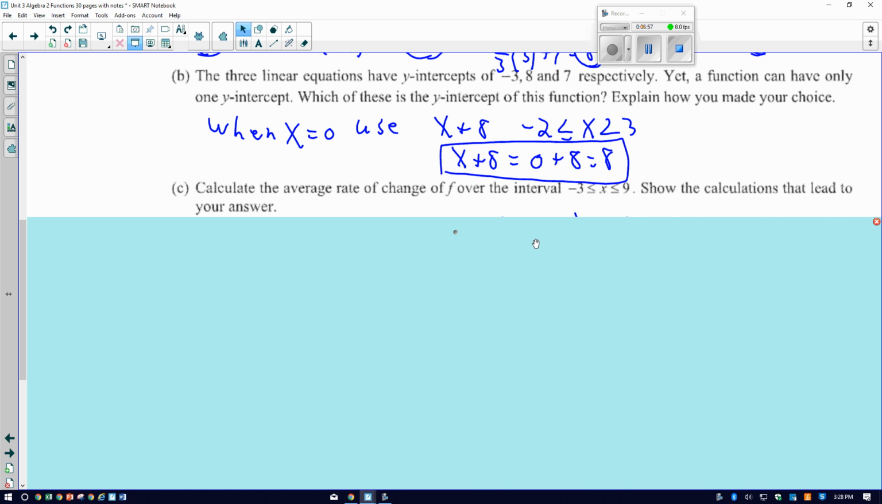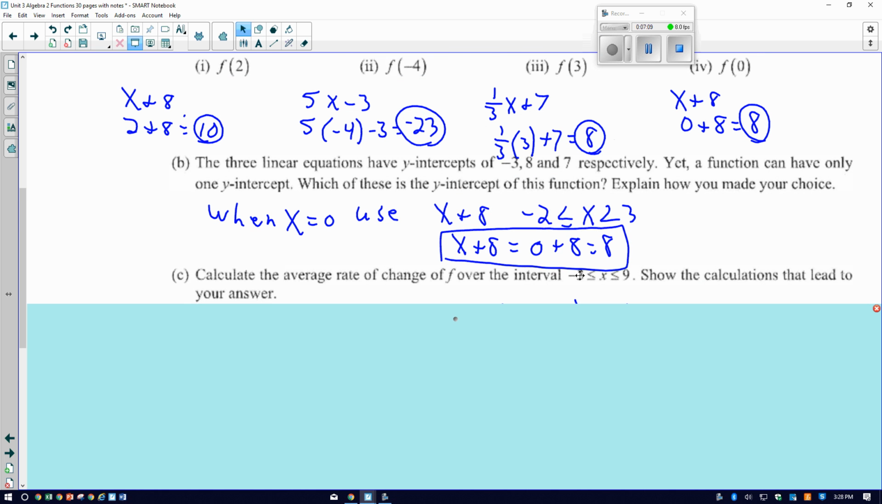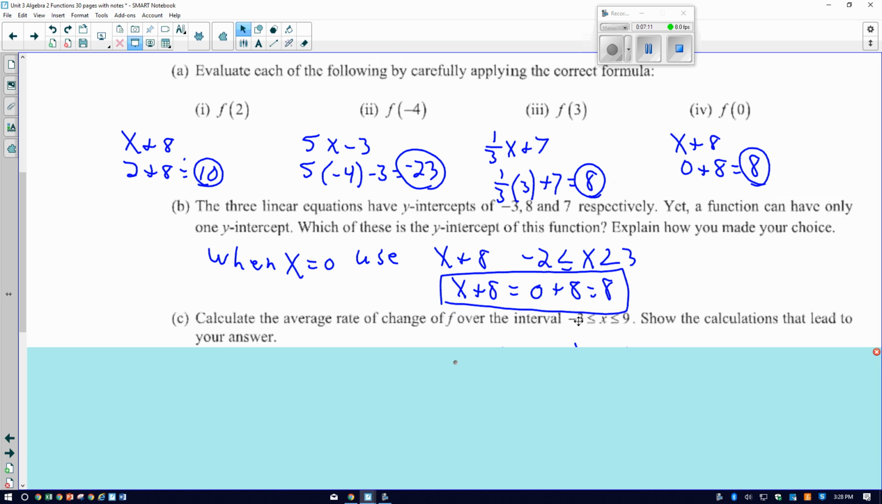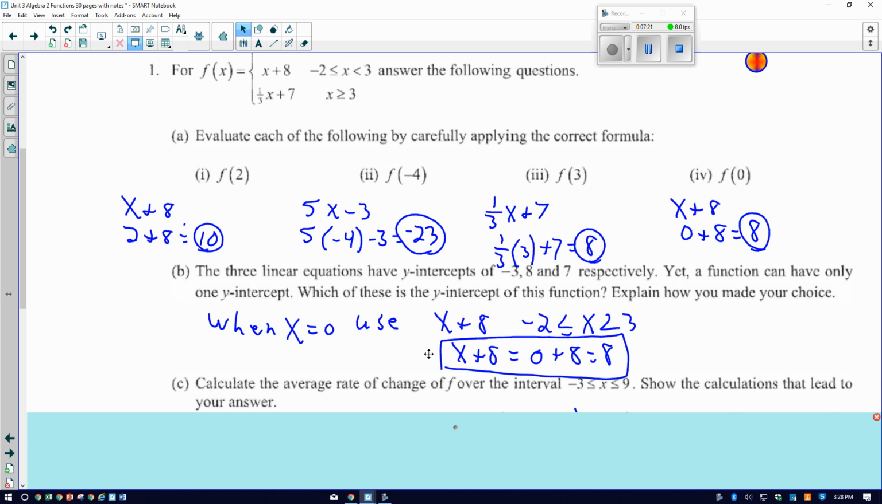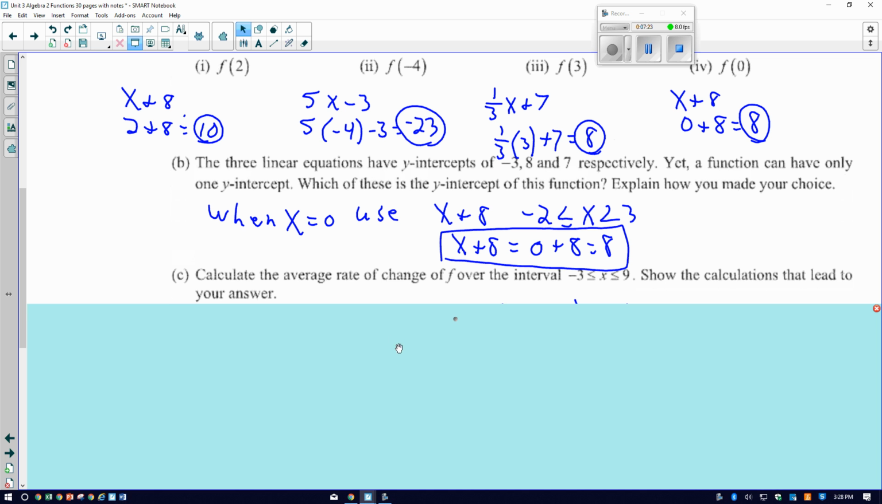Okay, calculate your average rate of change over the interval. Delta y over delta x. If you didn't do delta y over delta x, go ahead, give it a shot. Change in y over change in x. Well, the tough part is, which one do I plug it in? I got to plug in -3 into one of these equations. I got to plug 9 into one of these equations. Do those go on top? Do those go on bottom? The answers.